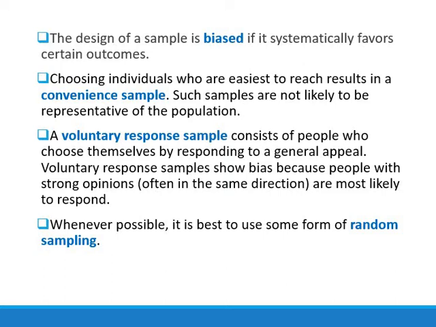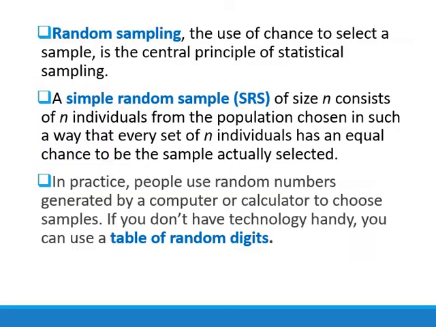What you want to do when you can, and sometimes you can't in real life, is random sampling, where everyone in the population has the same chance of being selected. That way, whatever lurking variables you have, they're going to be spread out evenly among the sample. With random sampling, you use chance to select your sample, and it's the central principle behind all the statistical sampling we're going to talk about. Behind all of inferential statistics, we're going to assume we have random samples.